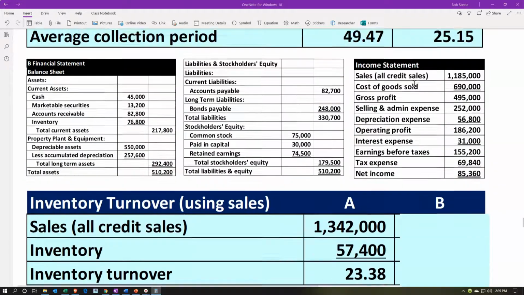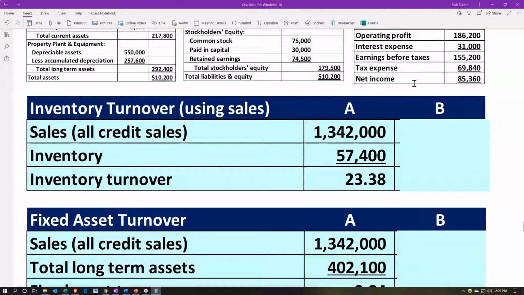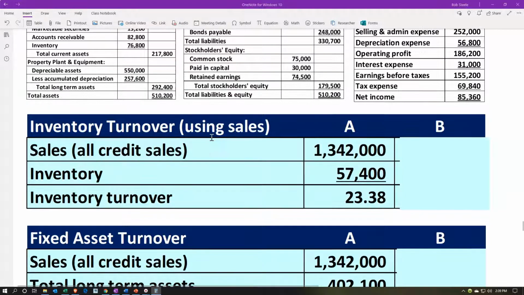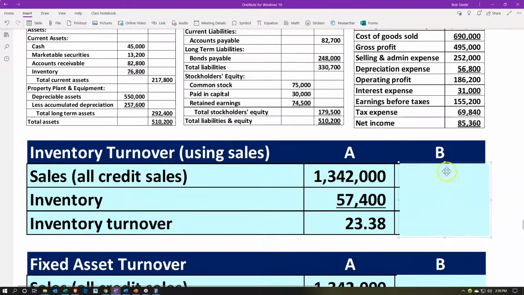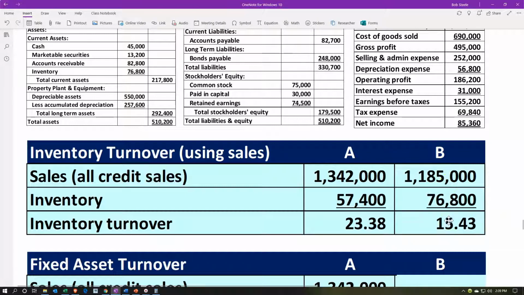All right, so next item, the inventory turnover. Now, when you think about the inventory turnover, the top item might be cost of goods sold, might be sales. It depends on the context that you're working with. We're going to be using sales here, but just remember it could be either of these two. We talked about the reasoning on why you might use one or the other in a prior presentation. So we're going to be using the sales number. We're going to be dividing that by the inventory number.